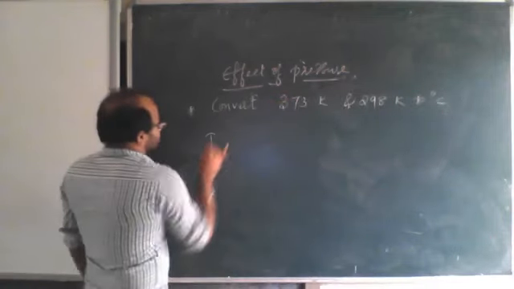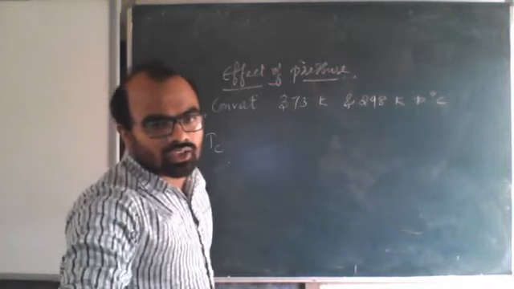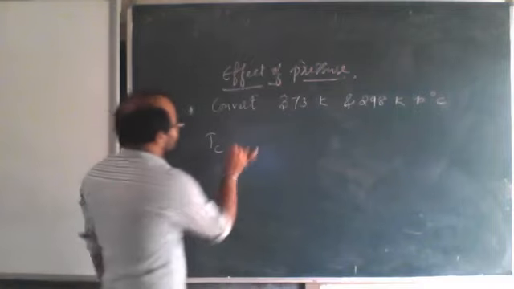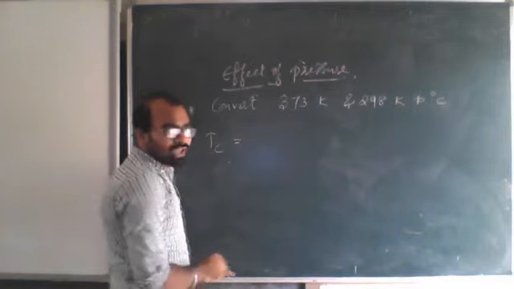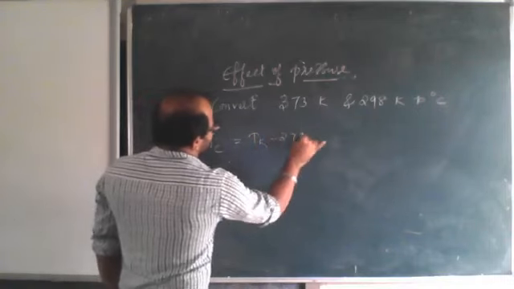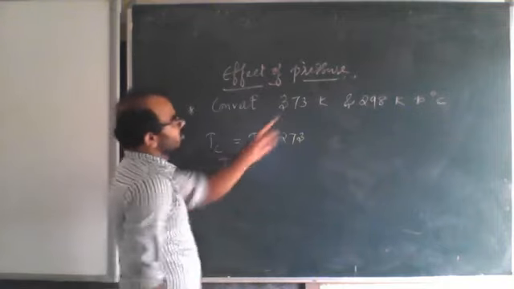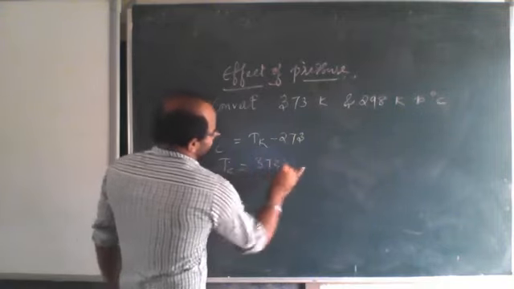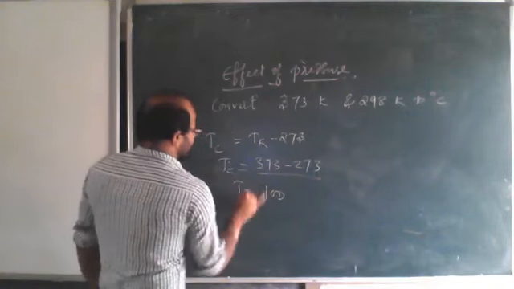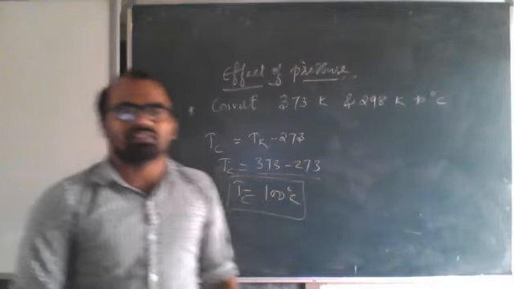So temperature in degree Celsius, we'll write it as Tc. That is my formula. I have to subtract 273. That is temperature in Kelvin minus 273. What is temperature in Kelvin for me? Tc is 373 minus 273, which is 100 degrees Celsius. Tc is equal to 100 degree Celsius.